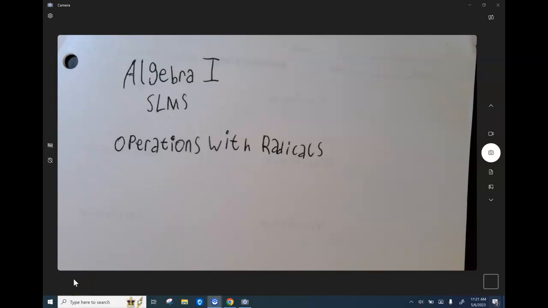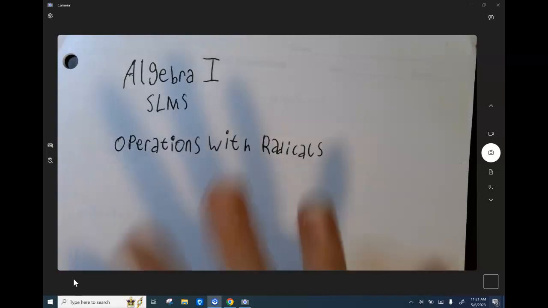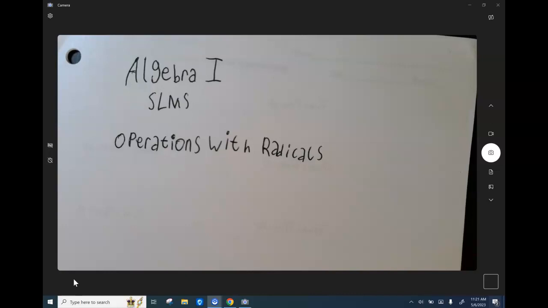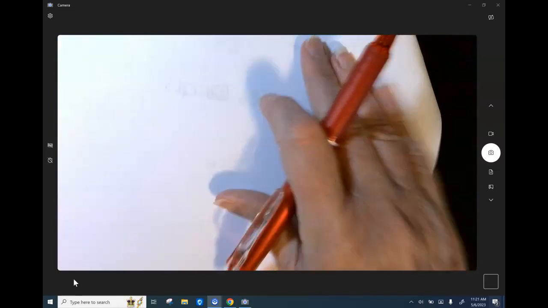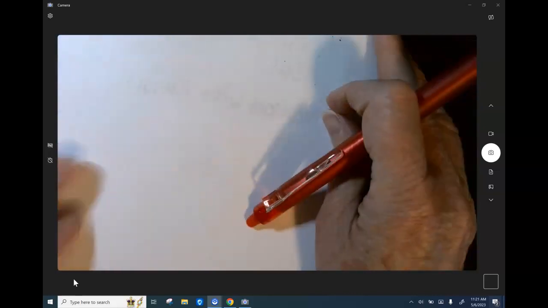We're now going to do our unit on radicals and operations. So add, subtract, multiply, and divide with radicals. And so you should have a packet that looks like this. And we're going to go to this page. And we're actually going to look over here. So what I want to do is just have us take some notes on adding and subtracting radicals, because you're going to see pretty quickly you already know how to do it.